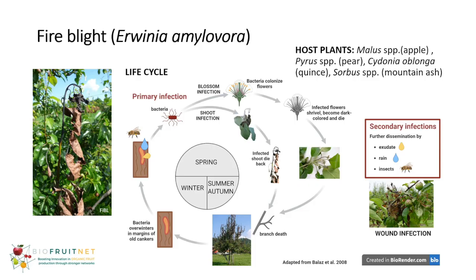In the shoot infection, the infected shoot can die back. In these infections, bacteria are formed and they form the secondary infections, which can be spread by exudates, by rain, or by insects. The host plants are apple, pear, quince, mountain ash, and a lot of other shrubs and trees.